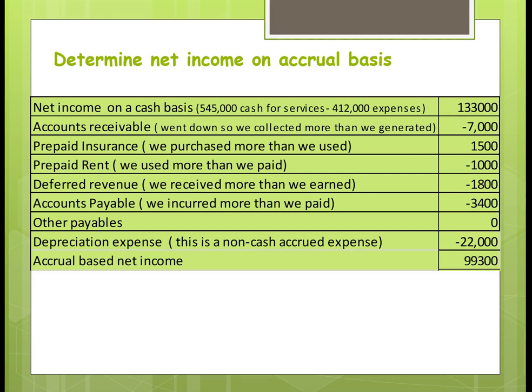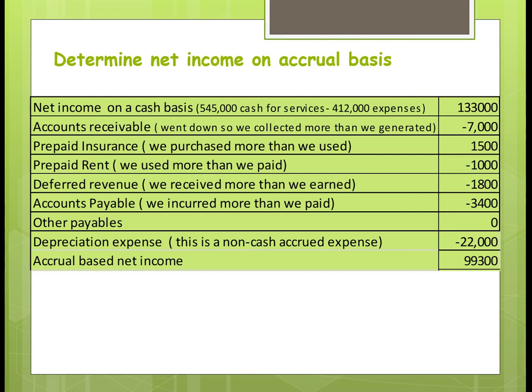Net income on a cash basis would be the cash for services minus the expenses. Now, the accounts receivable went down, so we collected more than we generated. So we have to subtract that out. Prepaid insurance, we purchased more than we used, so we have to add that back in. Prepaid rent, we used more than we paid, so we have to subtract that out. Deferred revenue, we received more than we earned. We have to take that out. Accounts payable, we incurred more than we paid. We have to subtract that out.